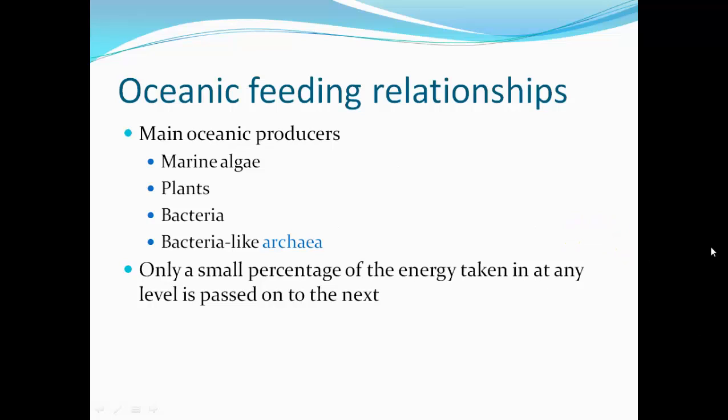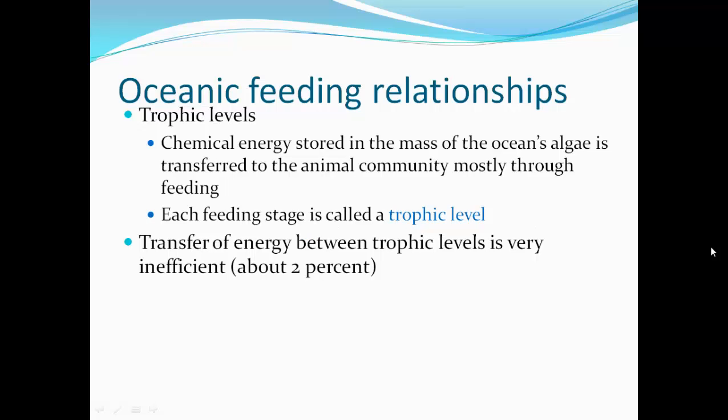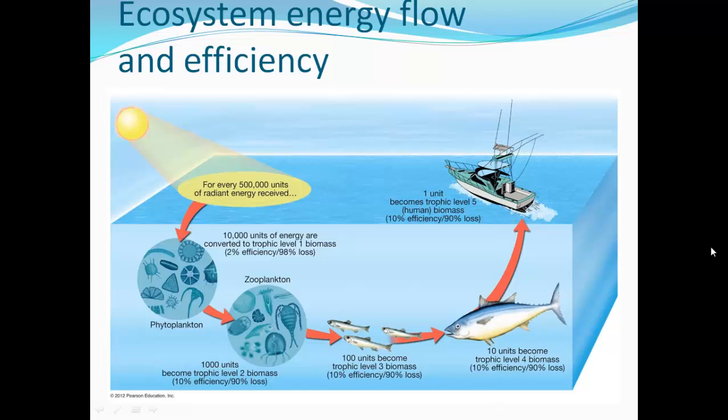Oceanic feeding relationships. Main ocean producers are marine algae, plants, bacteria, and bacteria-like archaea. Only a small percentage of energy taken in at any level is passed on to the next. The trophic levels. Chemical energy stored in the mass of the ocean's algae is transferred to the animal community mostly through feeding. Each feeding stage is called a trophic level. Energy transfer between trophic levels is very inefficient, only about 2%.